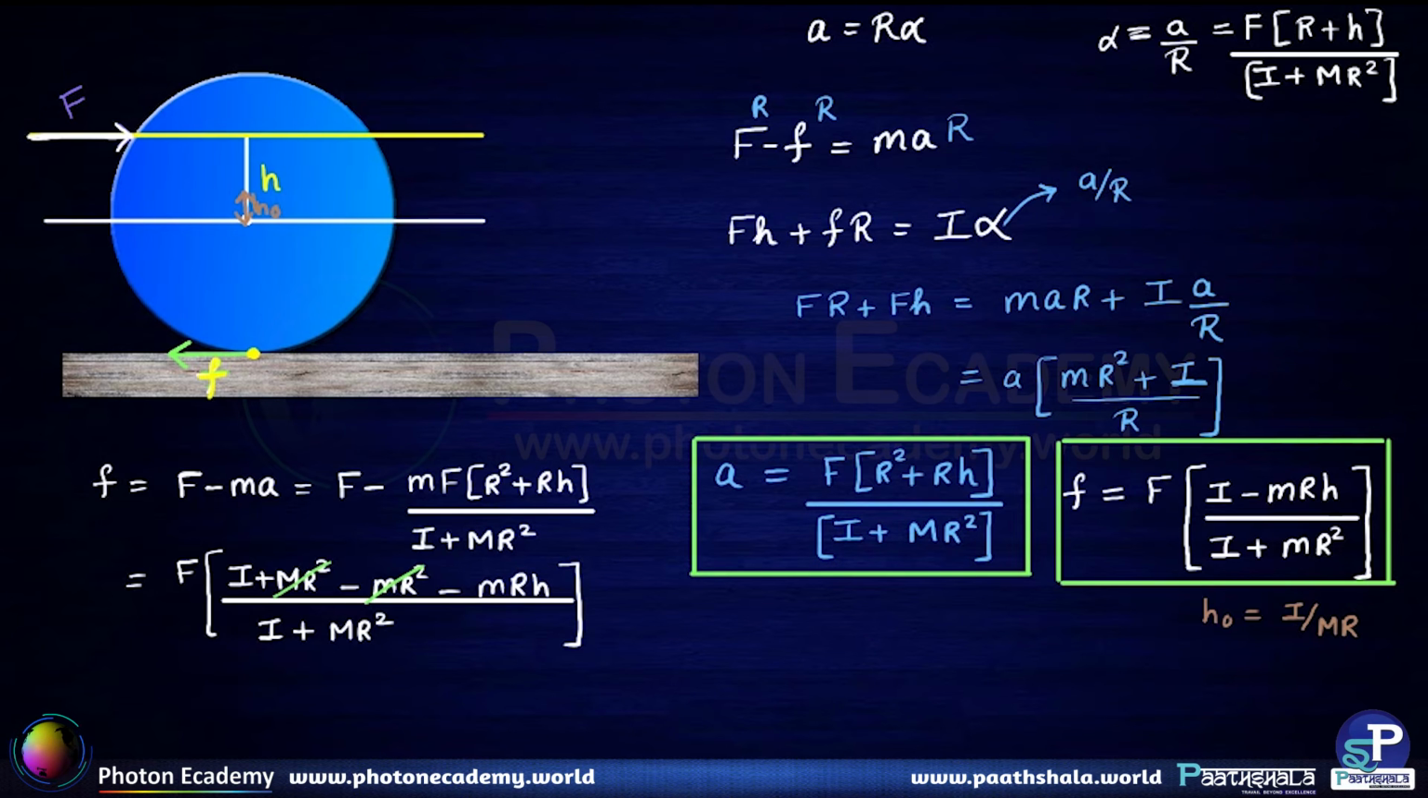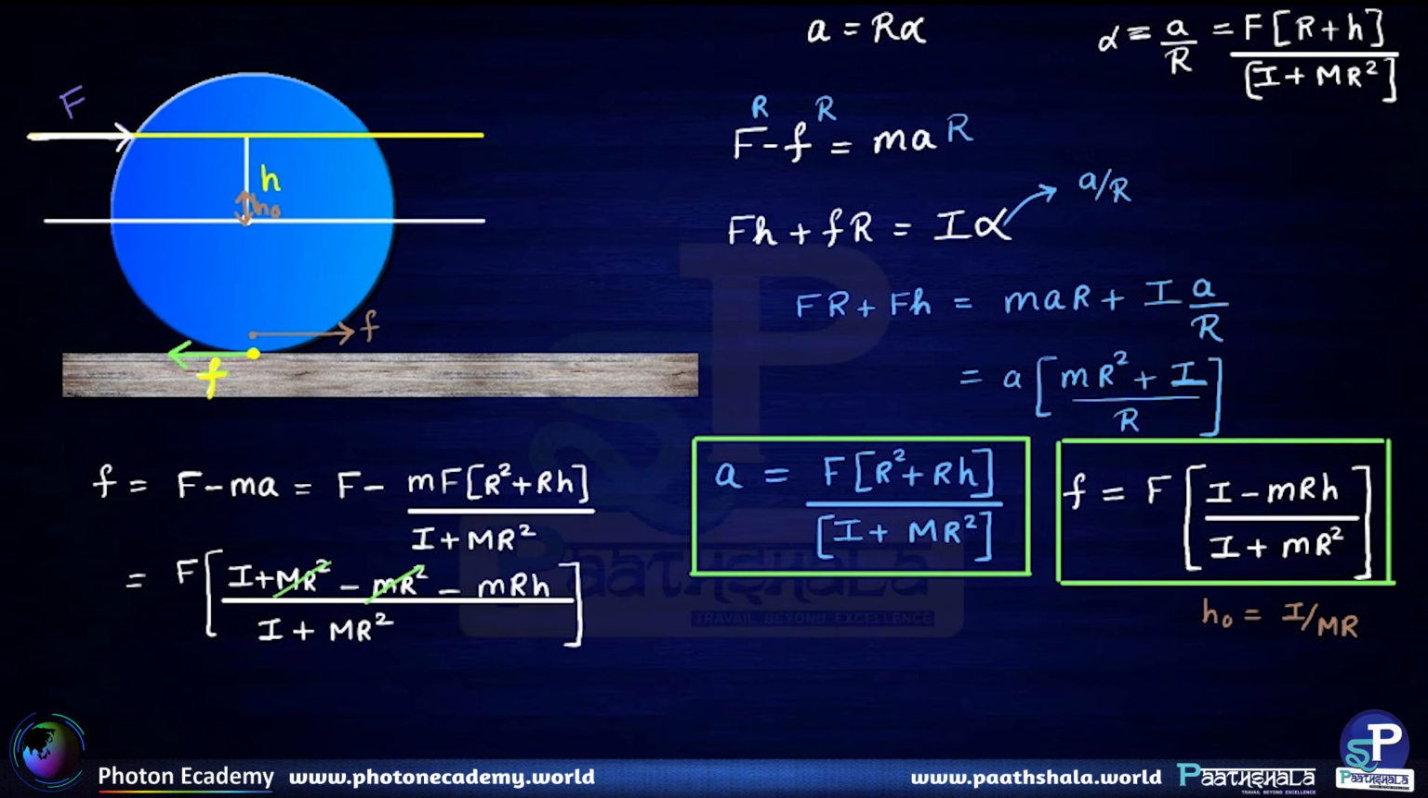above this height h naught, I minus mrh is going to be negative. So since I minus mrh is negative, the assumed direction of friction will be wrong, and in that case the friction force will be in the forward direction if force is applied above the height h naught. Alright, this is easy enough to understand.